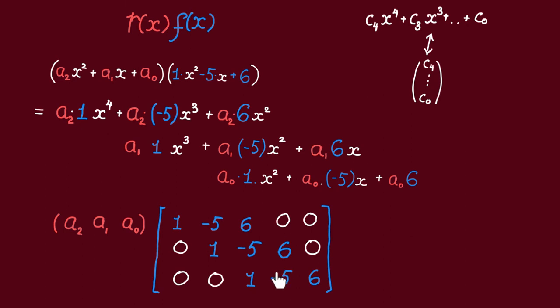So to get this matrix, we just write down the coefficients of f. On the first row, we start from the first column. On the second row, we start from the second column. On the third row, we start from the third column, and so on. How many rows do we need? Well, as many rows as the number of these ai.